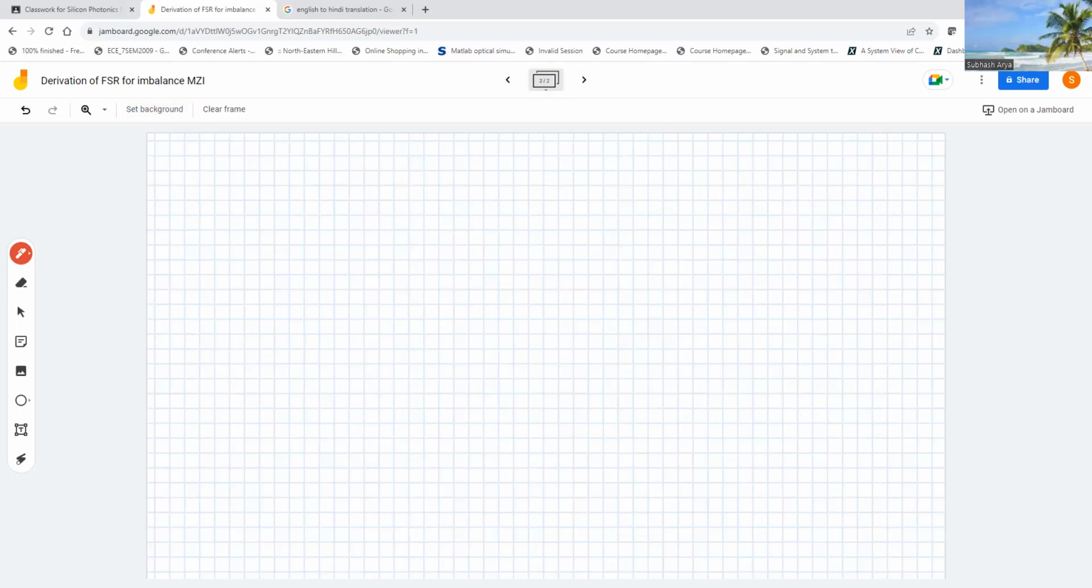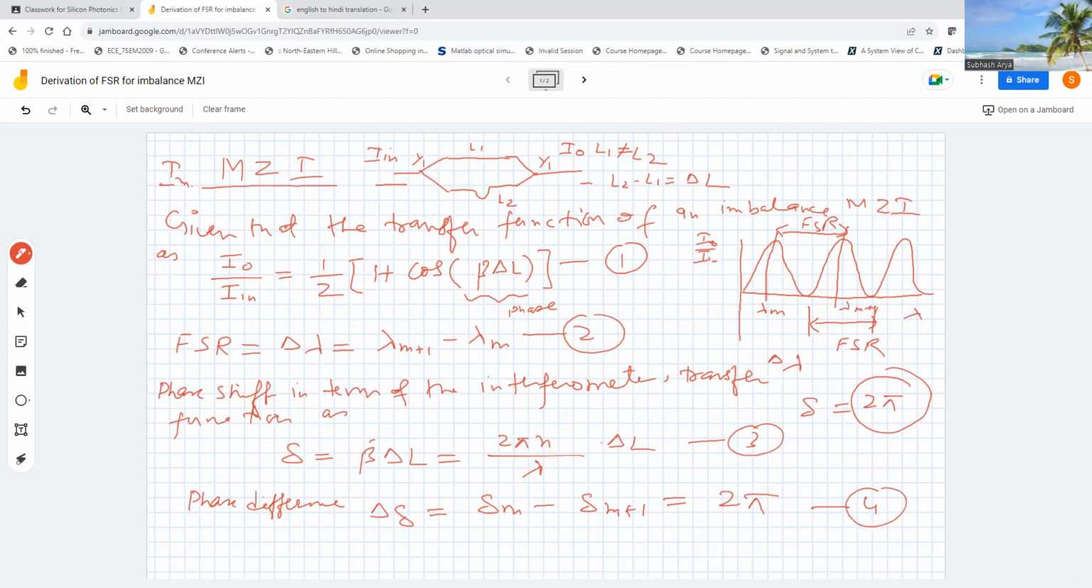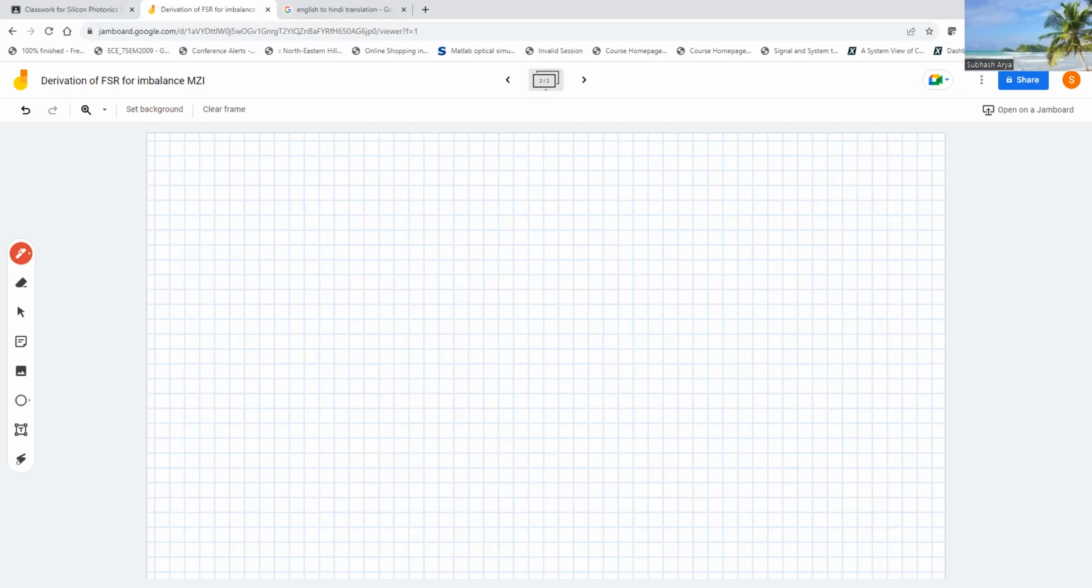Typically, there are many peaks in our spectrum that we have seen here. There is light working at higher orders of the interferometer, so we can call it a higher order interferometer. So many peaks are there. That is why delta is much greater than 2 pi.